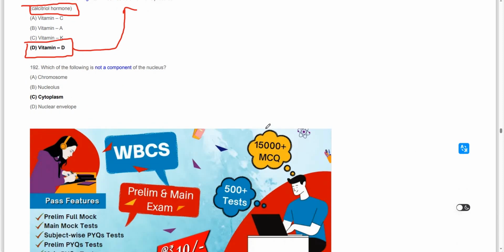Moving on, which of the following is not a component of the nucleus? The components of the nucleus would be chromosome, nucleolus, and nuclear envelope. These are all parts of the nucleus. But cytoplasm is not part of the nucleus. That is, cytoplasm stays outside the nucleus.